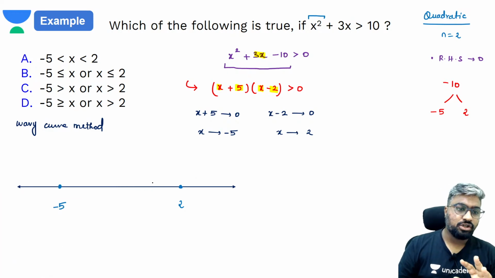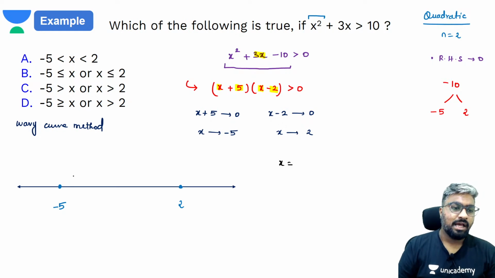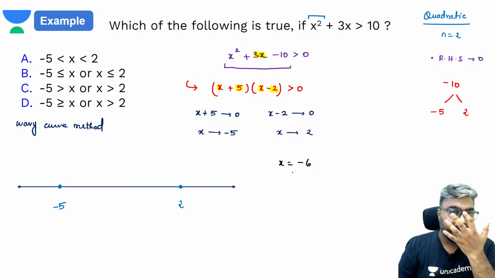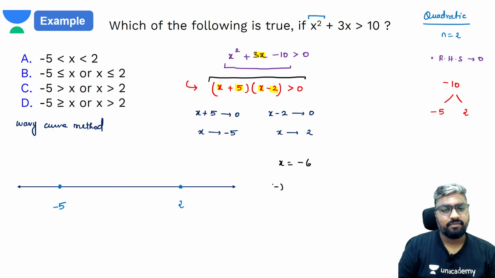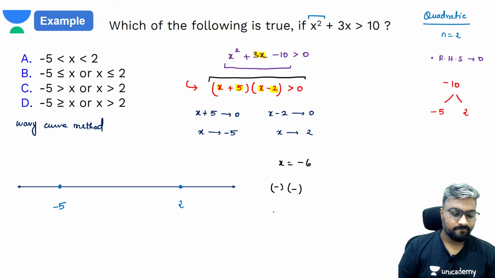Just to be very sure, you will plug x equal to a number less than -5, let's say -6, into our equation. All you have to check is if you will get a positive value or negative value. That's it. If I plug in x as -6 here, what will come? -6 + 5 is negative. -6 - 2 is also negative. Correct? Yes or no, guys?